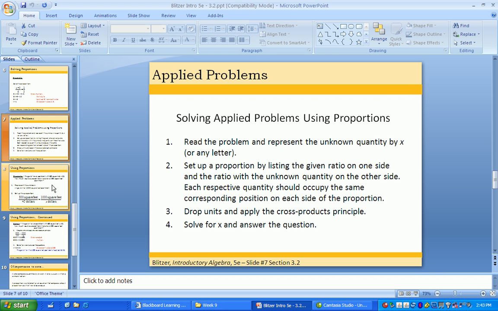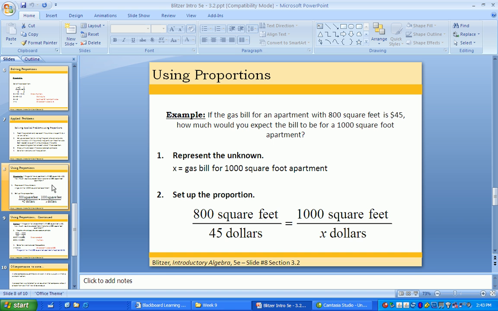If the gas bill for an apartment with 800 square feet is $45, how much would you expect the bill to be for a 1,000 square foot apartment? So these are actually starting to be problems that we can use in our real life, right? So we'll say x is equal to the gas bill for a 1,000 square foot apartment. X is our unknown variable. That's what we're trying to find from our problem.